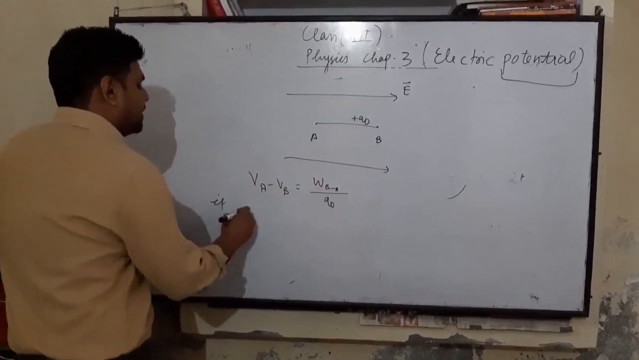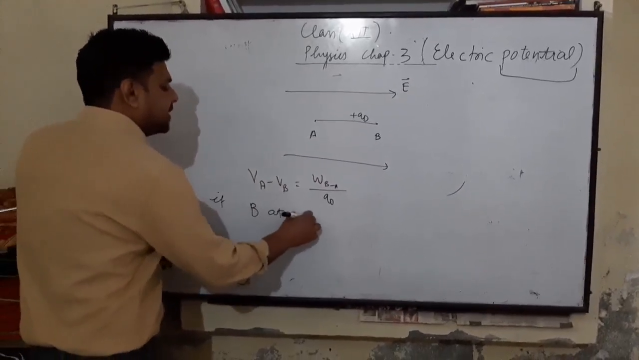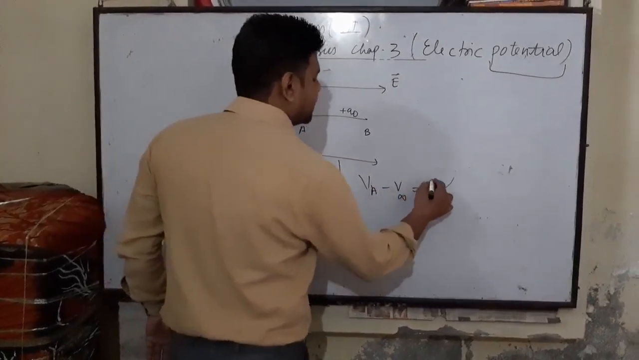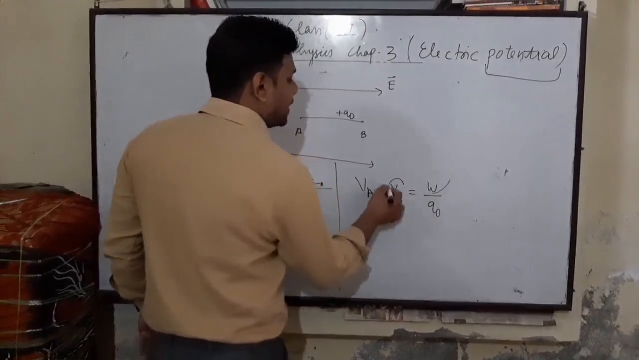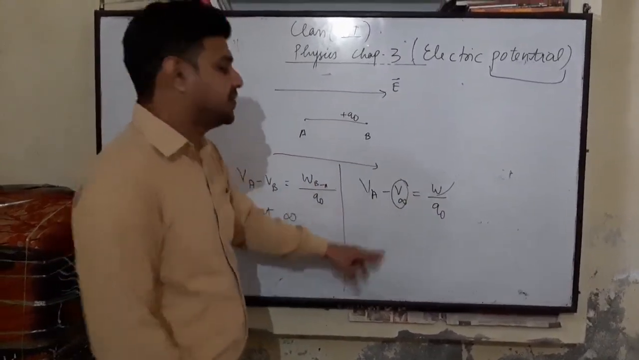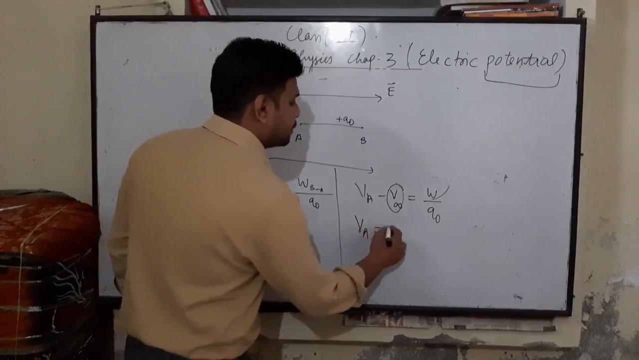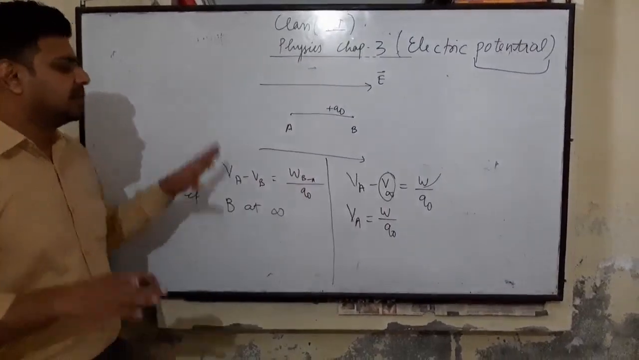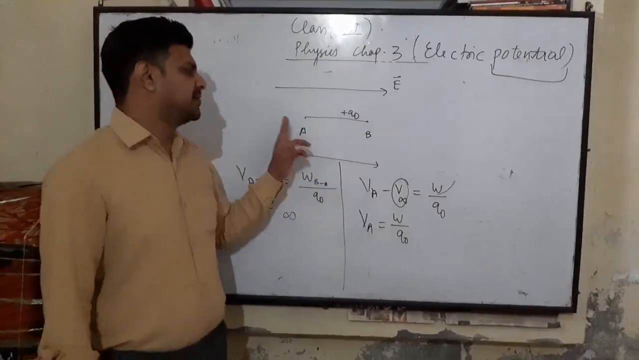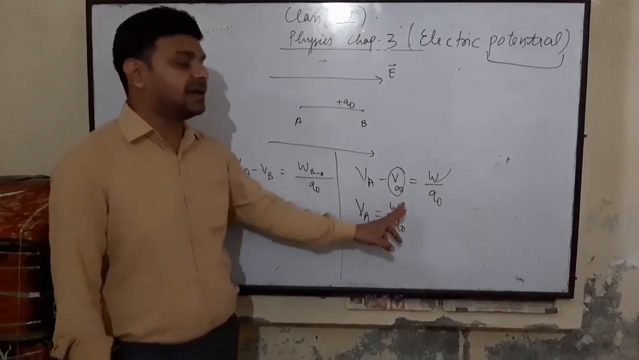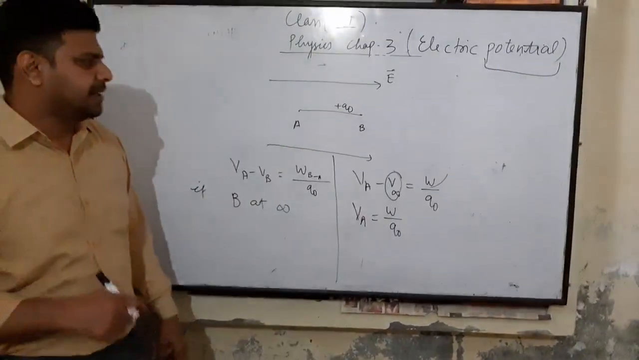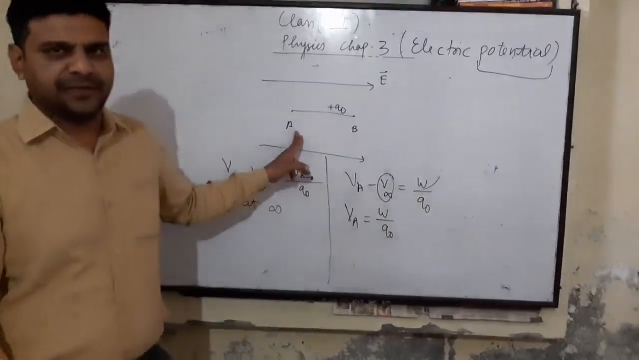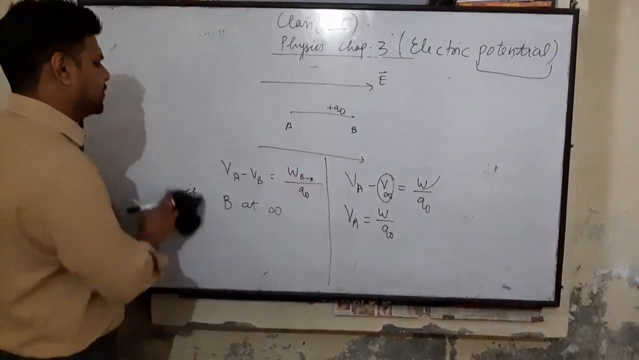If point B is at infinity, then VA minus V infinity is equal to W over Q naught, and we know the value of V infinity is 0, so this becomes the electric potential at any point. So electric potential at any point inside the electric field is defined as the work done by an external agent in bringing a unit positive test charge from infinity to that point at which we want to calculate electric potential.